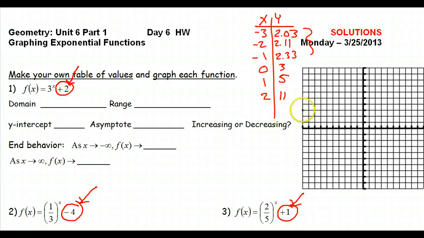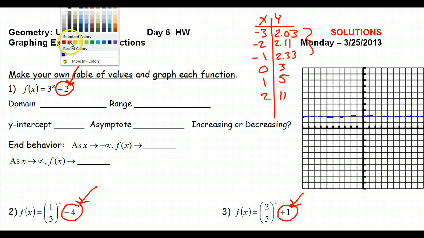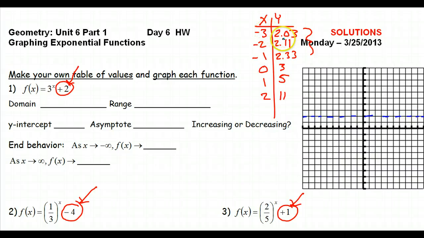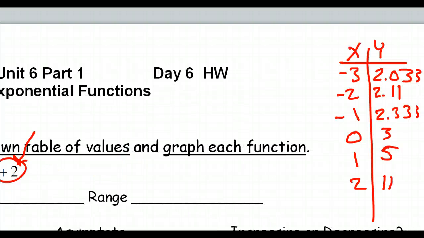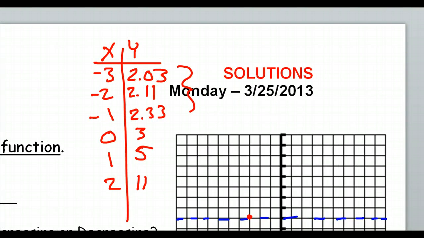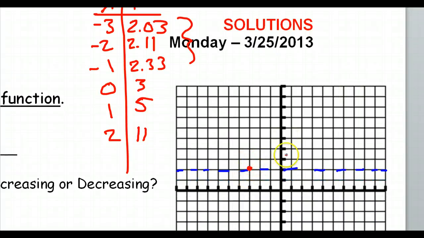Okay, so getting closer and closer and closer to 2. So here is the asymptote that we are getting closer and closer and closer to as we go to the left. Now I can do my graph. So -3 is 2.03. So here I am at -3 and 2.03. It's basically going to appear like it's touching the line. All right, a true asymptote, the graph never actually touches it, but because all ink has thickness, it's going to look like it does.